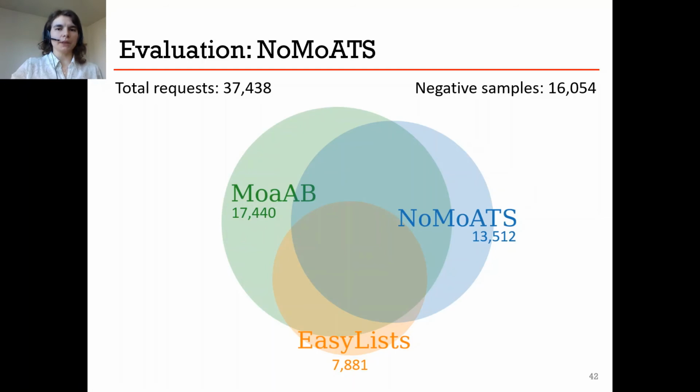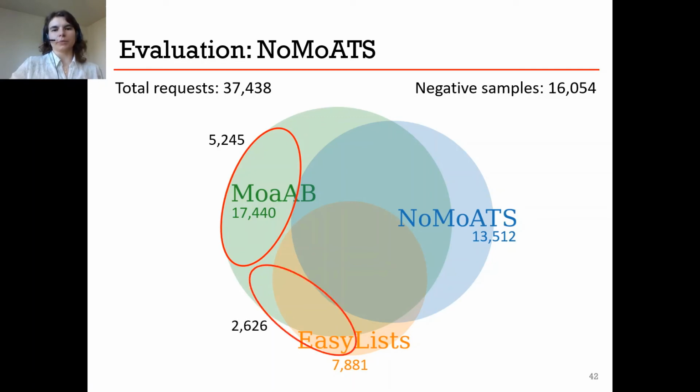However, this does not mean that NoMoAB is the best. Looking at these 5,000 samples where NoMoAB disagreed with the other approaches, we found several false positives. For example, the OkCupid app sending something to OkCupid, or the Amazon app sending something to Amazon.